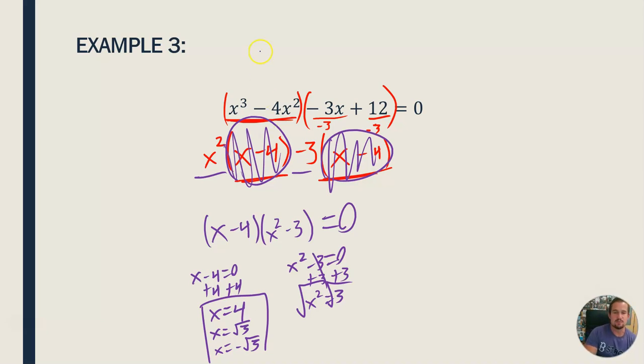And how many solutions was I supposed to have? 3. I was supposed to have 3 solutions. And there they are. 4, square root of 3, and negative square root of 3. And again, you can plug those numbers in for each of those x's and verify that your answers are correct because they will make the equation equal 0. Okay?